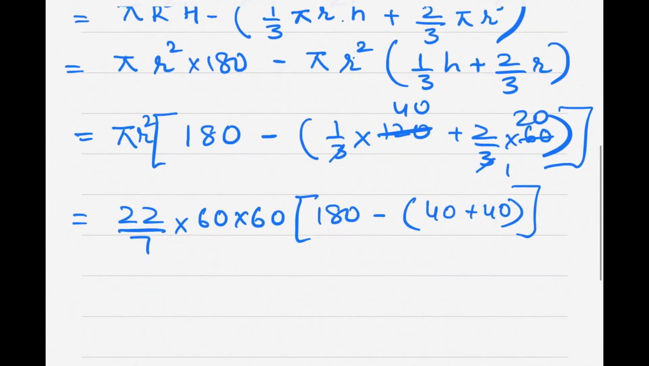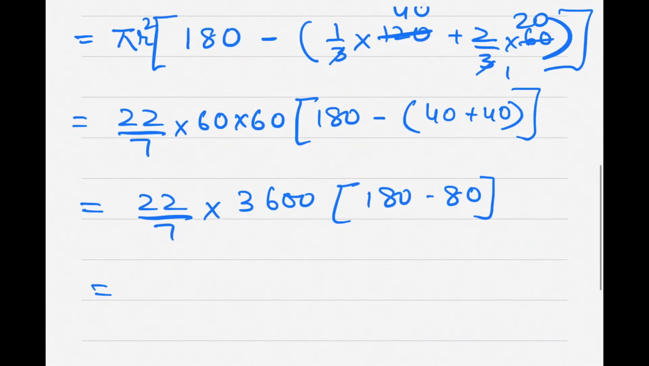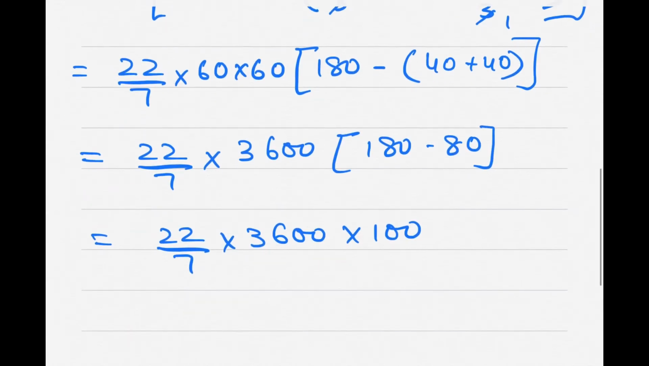Now this is equal to 22 by 7 into 3600, and then this will be equal to 180 minus 80. So next step, I'm just going step by step. So 22 by 7 into 3600 into 100, right? That's fine. Everything was given in centimeters. Now this is the volume, right?